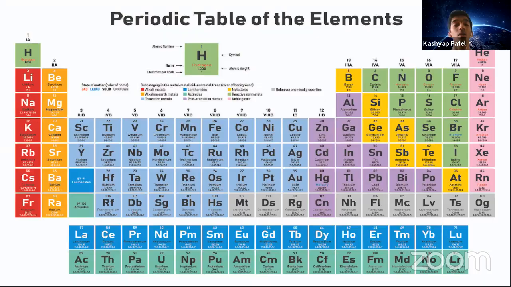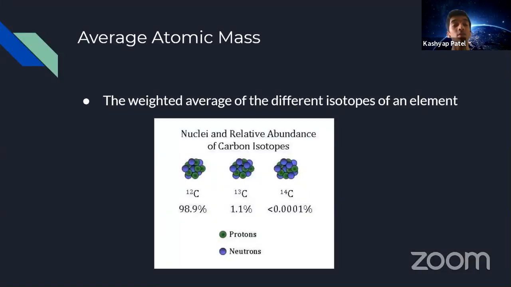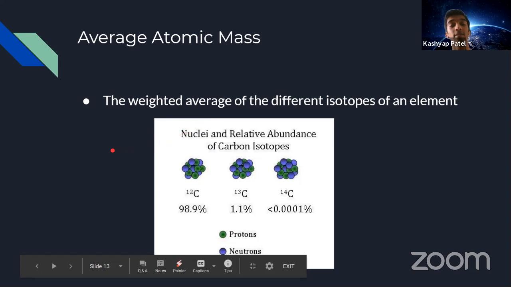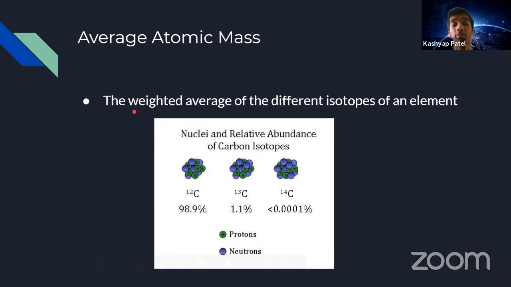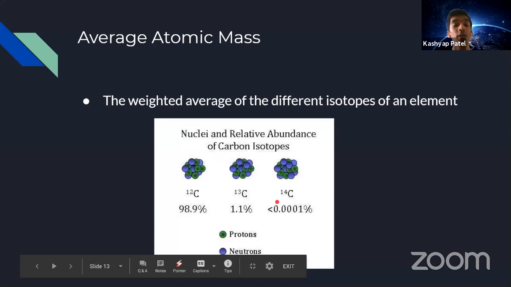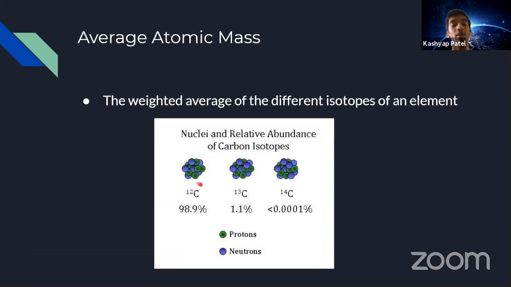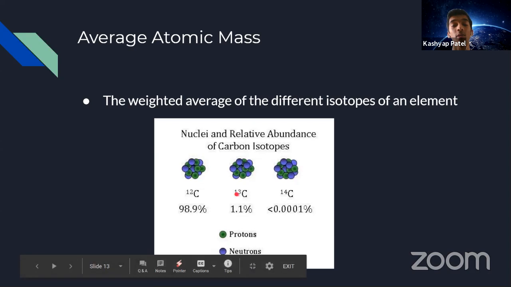In this image, we see average atomic mass, and the average atomic mass is the weighted average of the different isotopes. Carbon-12 weighs 12 atomic mass units, carbon-13, 13, and carbon-14, 14 atomic mass units. Now, on Earth today, 98.9% or 99% of all carbon is carbon-12, while only 1% is carbon-13 and carbon-14 even less than that.